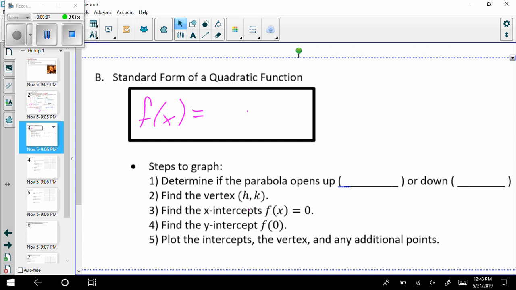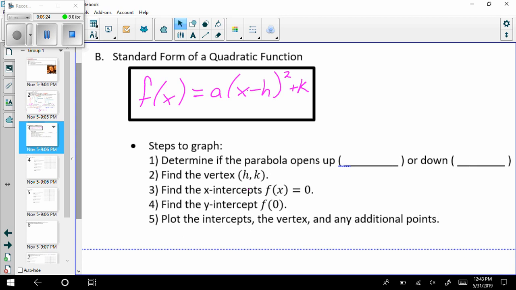So standard form is a(x minus h) squared plus k. It may look intimidating, but I'll tell you this is the easier form to work with. So the steps to graph a parabola. Step 1, you want to determine, is the parabola going to open up or down? And what I was just telling you, you want to look at a to decide that.